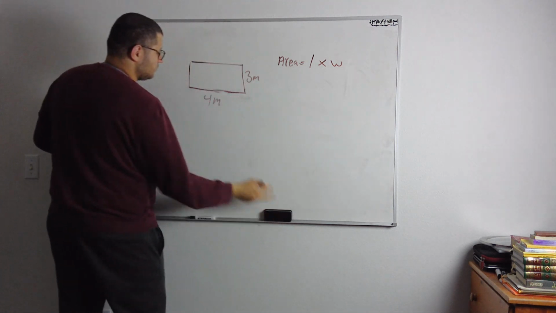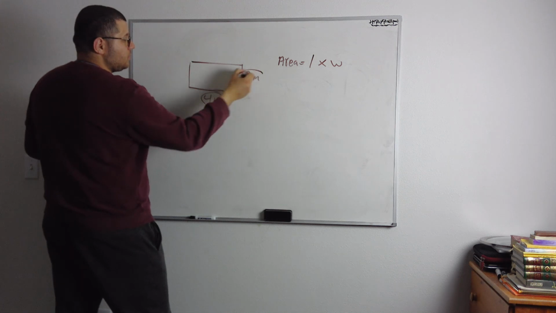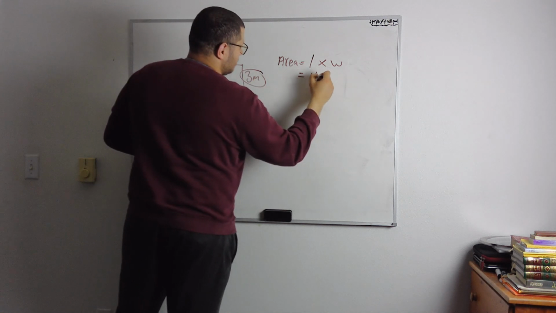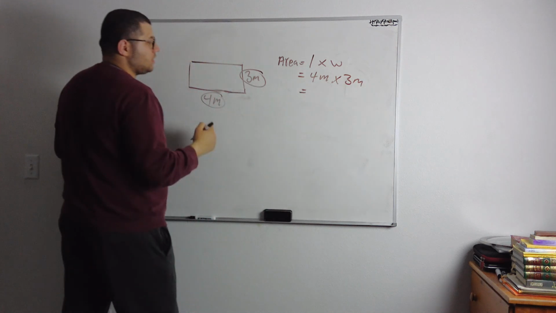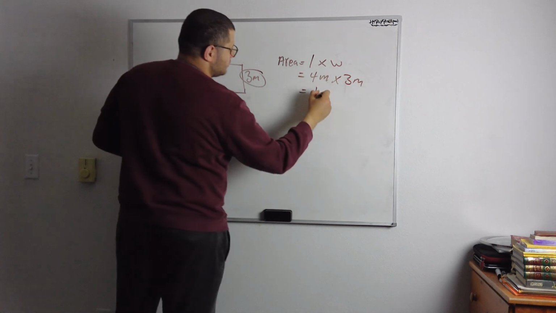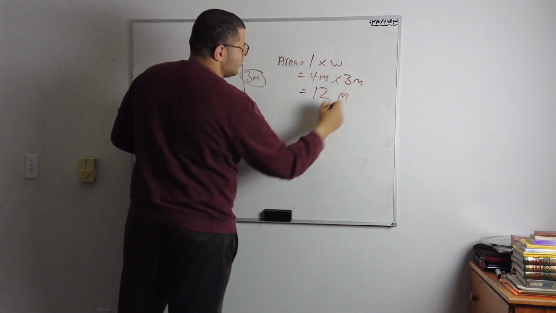What's our length? 4 meters. What's our width? 3 meters. So 4 meters times 3 meters. How much are we going to get? What's 4 times 3? That is 12.